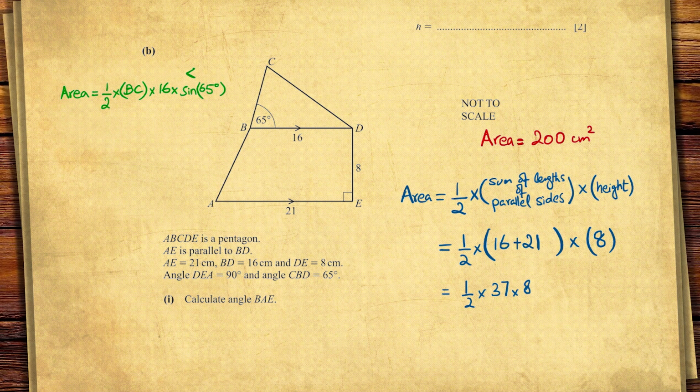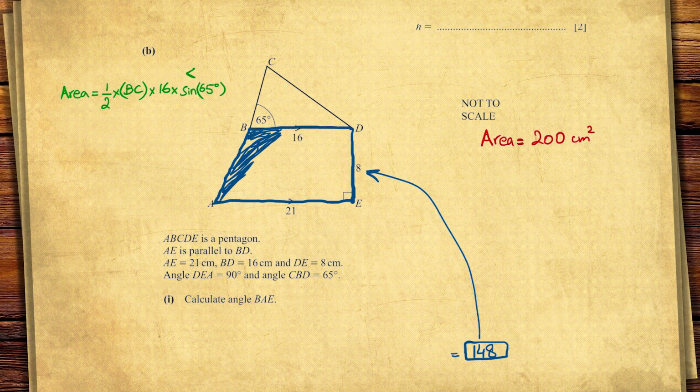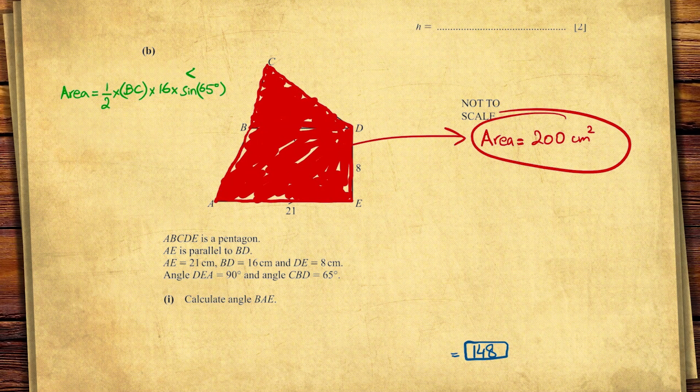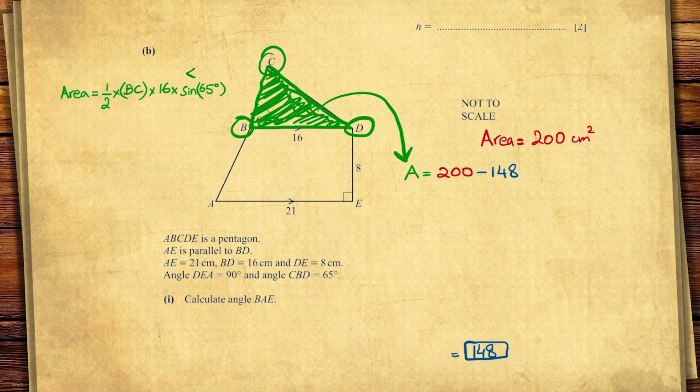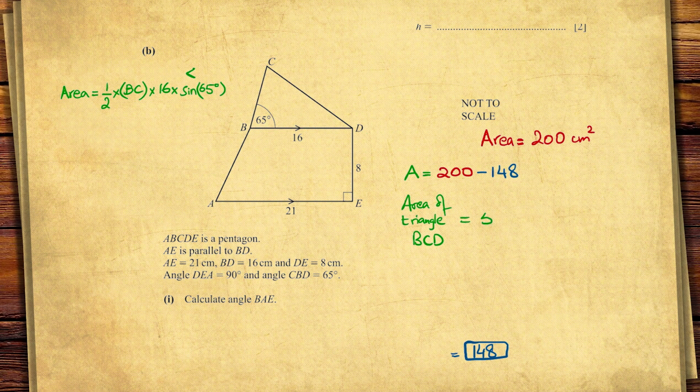Now this 8 is in the numerator and 2 is in the denominator, so we can simplify them. 2 1s are 2 and 2 4s are 8. We are left with 37 multiplied by 4, which is equal to 148 centimeters squared. Now we know that the area of this trapezium is 148. So from the total area 200 centimeters squared, I need to subtract the area of this trapezium, that is 148 centimeters squared. So I can get the area of this triangle BCD. An area of this triangle would be equal to 52 centimeters squared.